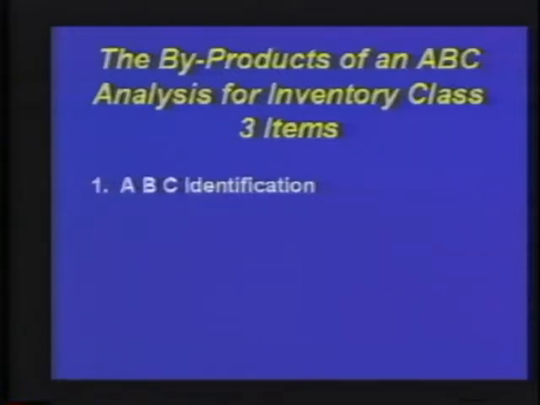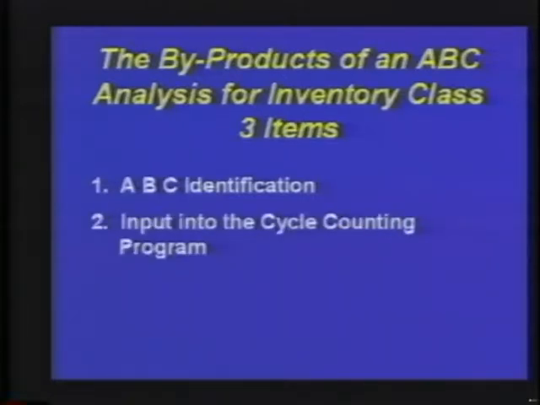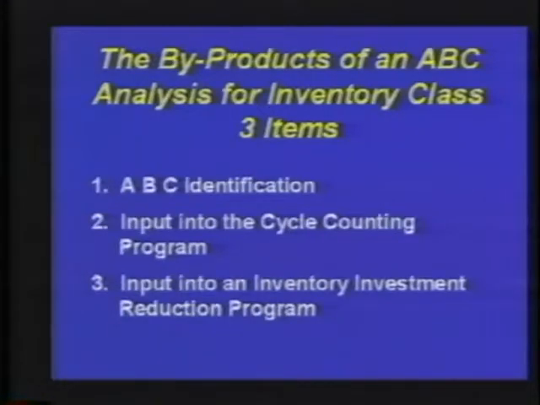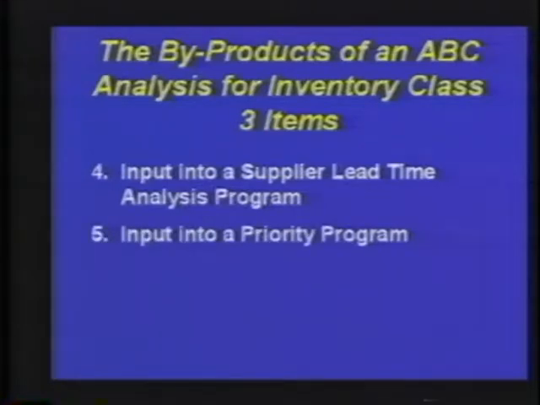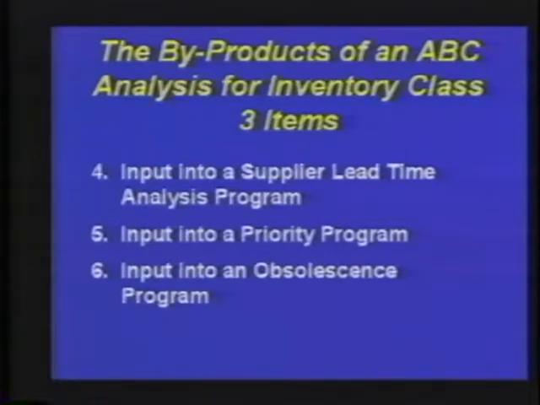Now, page number 18 kind of puts the ABC analysis and the cycle counting program into a conclusion, if you will. Byproducts of the ABC analysis: item number 1 is to identify ABC. Item 2 is the input into cycle counting. Item 3 is the input into inventory reduction, and that's going to be accomplished through our vendor stocking program. Input into a supplier lead time analysis program. Input into a priority program that I've already identified, and likewise the input into obsolescence.